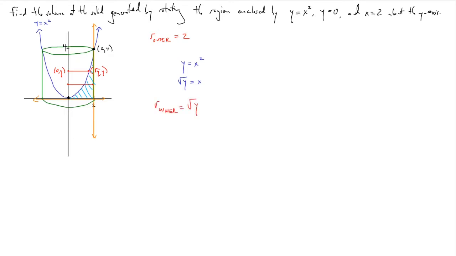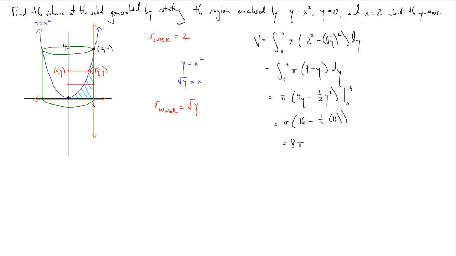And now we're ready to actually set up our integral. And it's this integral right here. The volume is the integral from 0 to 4, because those are the boundaries along the y-axis that we're integrating, starting at 0, ending at 4, of pi times the outer radius squared minus the inner radius squared with respect to y. And I'll let you follow along the easy calculus, can't even call it algebra, arithmetic there, to come up with that the volume of this solid is equal to 8 pi.